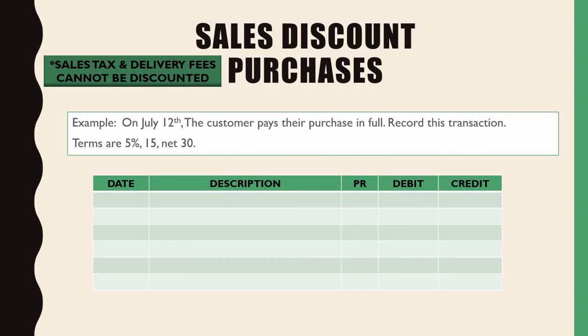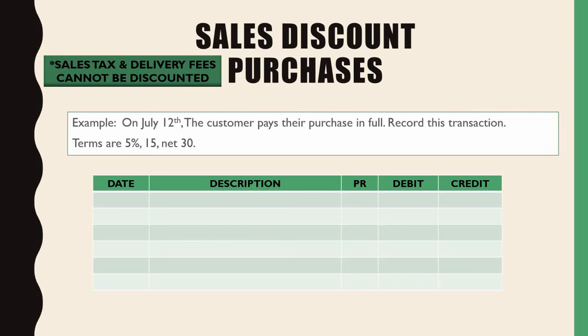So then, fast forward, it's July 12th, and again, the customer decides to pay the amount that he owes in full. So in this case, he meets the terms, because when we sold the product to him, it was on July 1st. His terms are 5/15, net 30. So in this case, he meets the discount period, because he paid within 15 days. So how do I record the discount now?